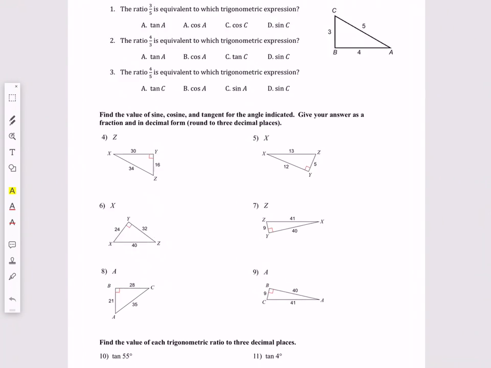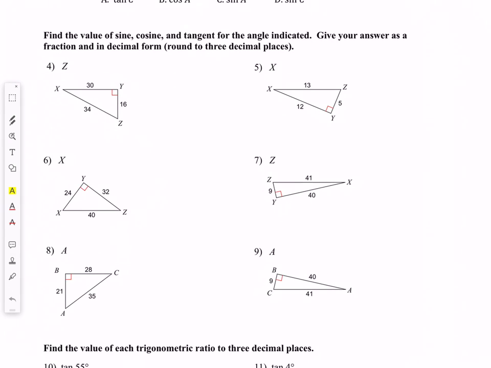I do want to talk about numbers 4 through 9 on your homework. This is where you're finding sine, cosine, and tangent for the angle that they give you. Like number 4, what it's saying to do is sine of z, cosine of z, and tangent of z. And we did problems like that in our notes, so you can practice that out of your notes as well.